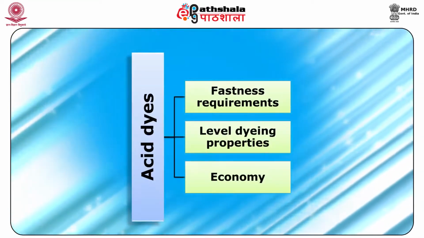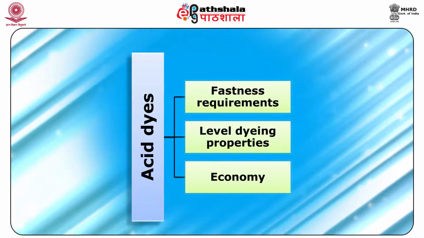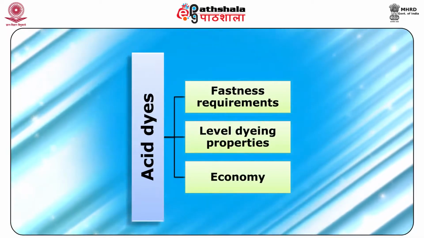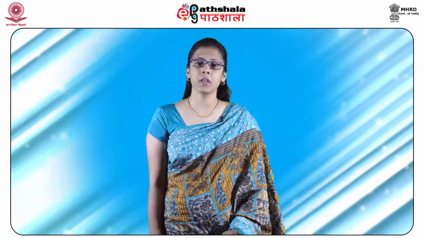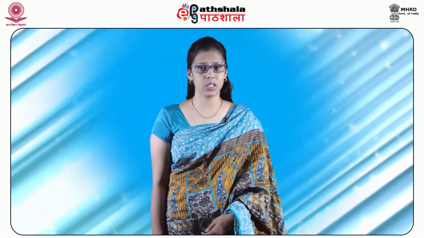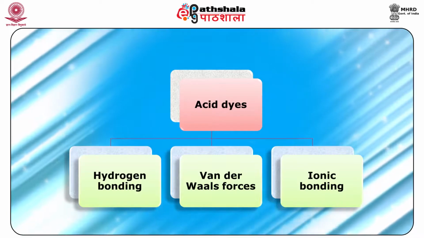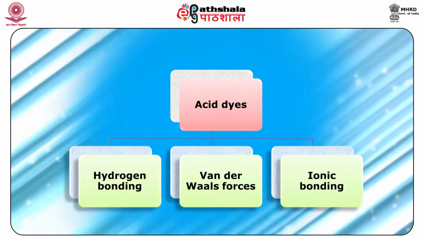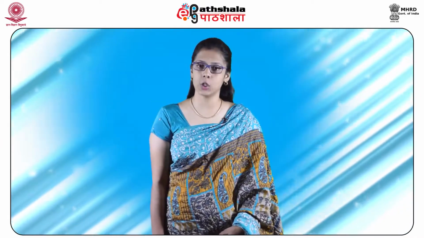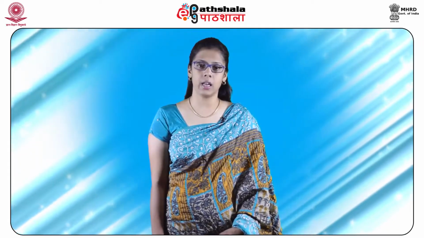Acid dyes are generally divided into three classes which depend on the fastness requirement, that is the level dyeing properties and economy. The classes overlap and are generally dependent on the type of fiber to be colored as well as the process used. Acid dyes affix to the fibers by hydrogen bonding, van der Waals forces and ionic bonding. They are normally sold as the sodium salt. Therefore, they are anionic in solution.